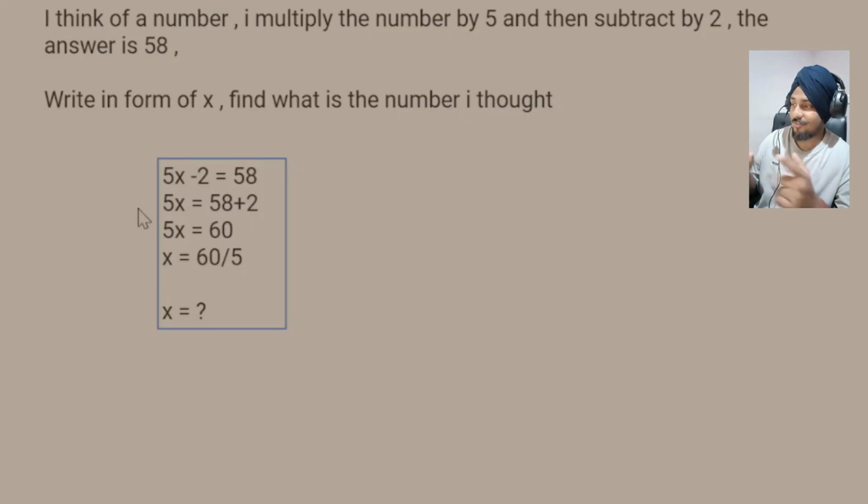So simple stuff. They gave you a statement. They said, assume a number, right? We assume a number we call x. We multiply by 5, subtract 2, so 5x minus 2 is equal to 58, and then we are solving for x. 60 divided by 5. You guys will comment down what is 60 divided by 5.